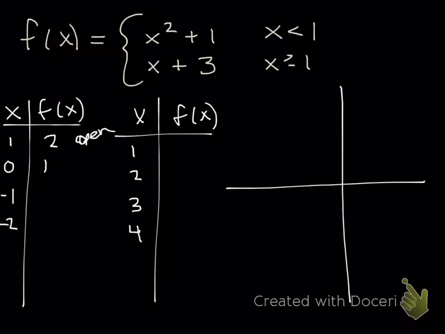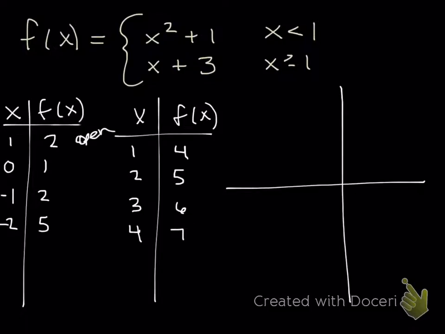When I plug in 0, I get 1. -1 squared is 1 plus 1 is 2. -2 squared is 4 plus 1 is 5. For my second t-chart, I'm now switching gears to the bottom equation. 1 plus 3 is 4. 2 plus 3 is 5. 3 plus 3 is 6. 4 plus 3 is 7, and so on.